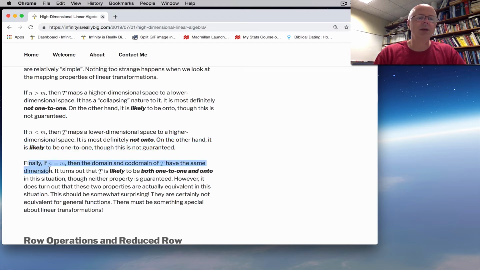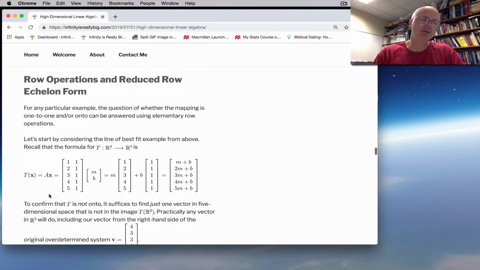Finally, if the domain and codomain have the same dimension, it turns out we will see that T is likely to be both one-to-one and onto. Though again, neither property is guaranteed. However, it does turn out that these two properties of being one-to-one and onto are equivalent in this situation. That's kind of supposed to be a surprise, because being one-to-one and onto in general for nonlinear functions is certainly not equivalent.